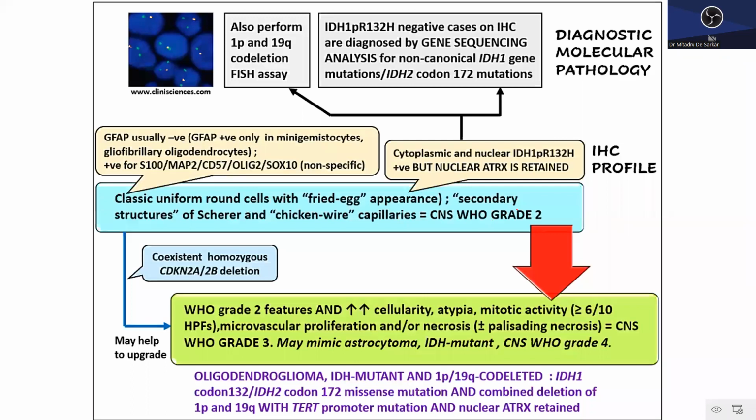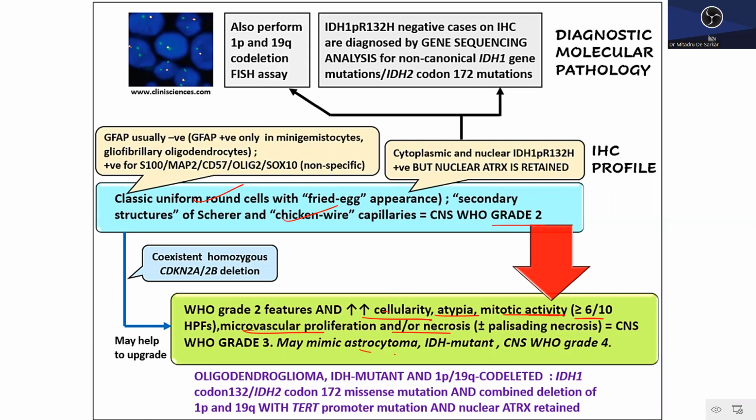So the snapshot of oligodendroglioma: you will have these classic uniform round cells with fried egg appearance and chicken wire capillaries. So this is grade 2. In the case of grade 3, there is no grade 4 in oligodendroglial tumors. You can use a constellation of findings to establish your diagnosis of CNS WHO grade 3 oligodendroglioma. So they will have increased cellularity, atypia, mitotic activity of at least 6 per 10 high-power fields, microvascular proliferation, and/or necrosis. You might even have pseudo-palisading necrosis.